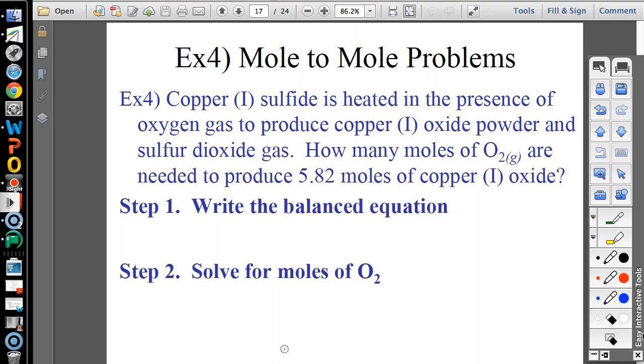You may have trouble writing the balanced equation, maybe the formulas. I'll give you about 30 more seconds to write the balanced equation, and then we can address the second part if you haven't done so already.